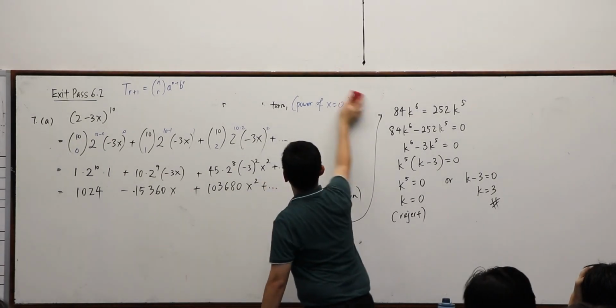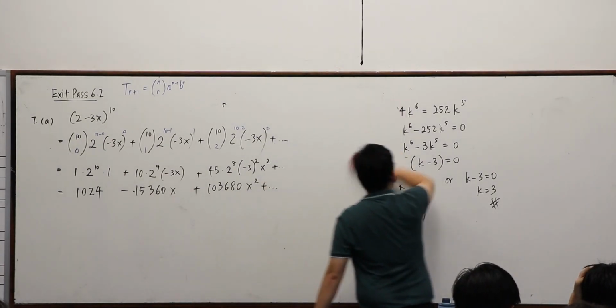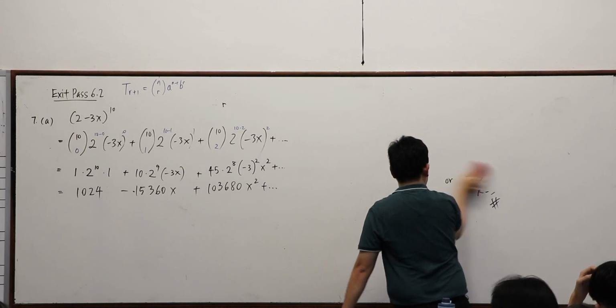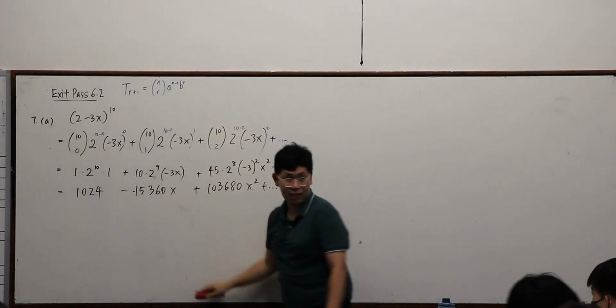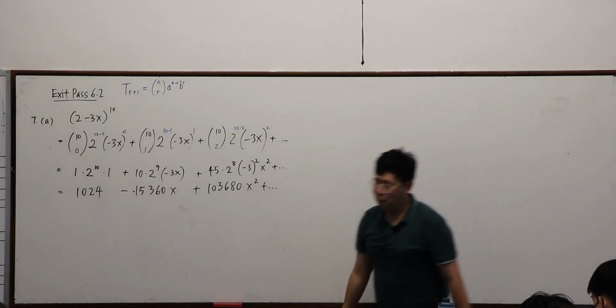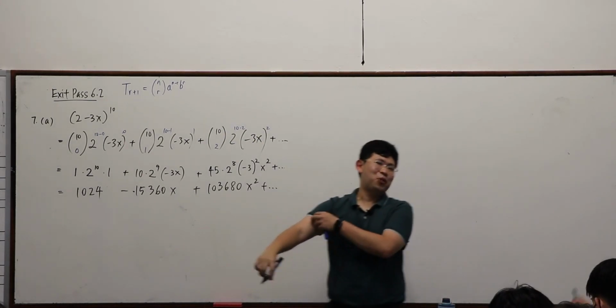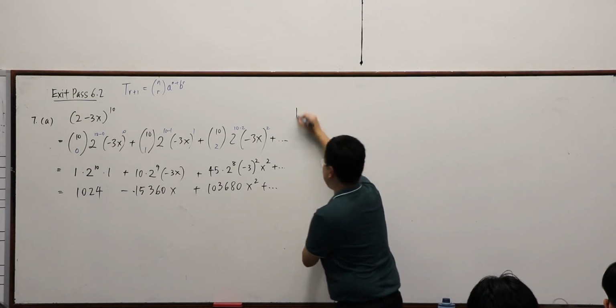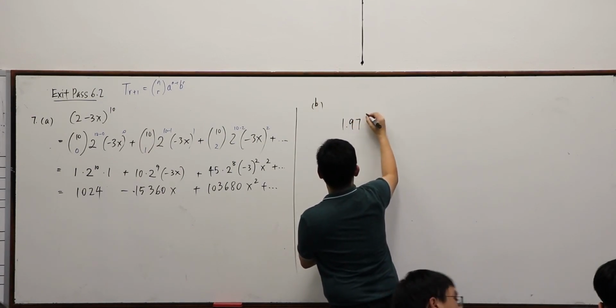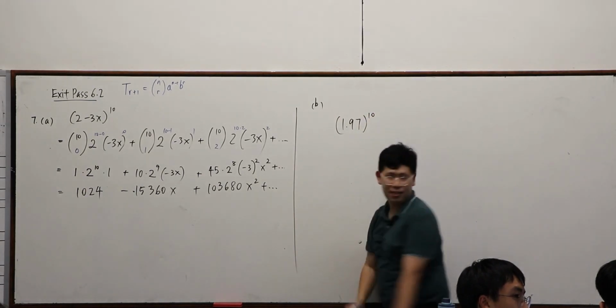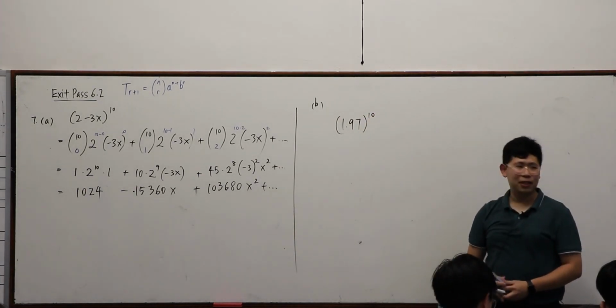Okay, part B, part C. So part B and part C is the application of the binomial theorem, in which the people in the 1800s, how they calculated 1.97 to the power of 10. So this is how they did it last time. So 1.97 to the power of 10, how did they do this?